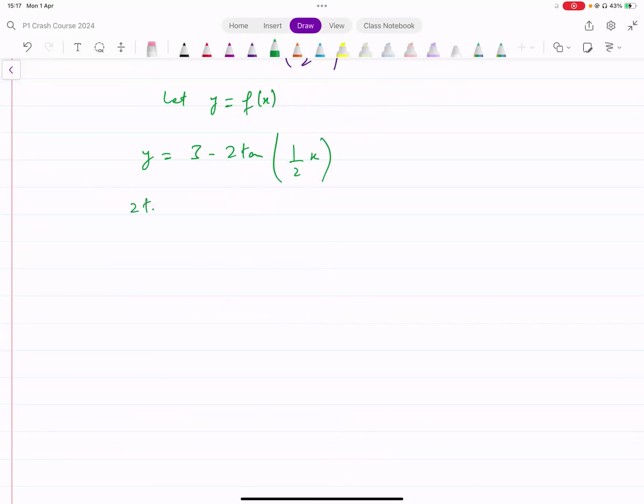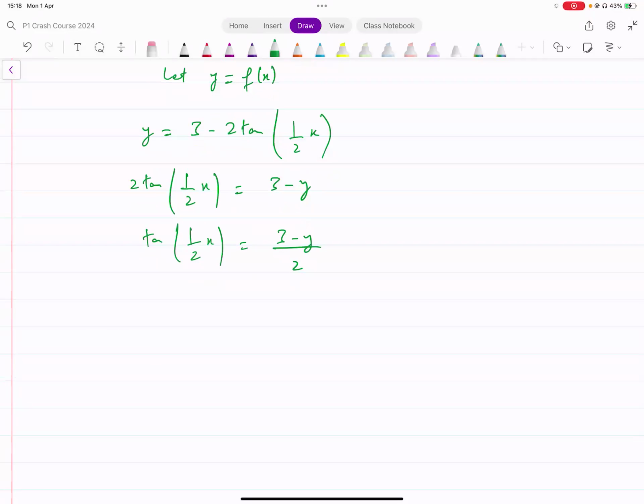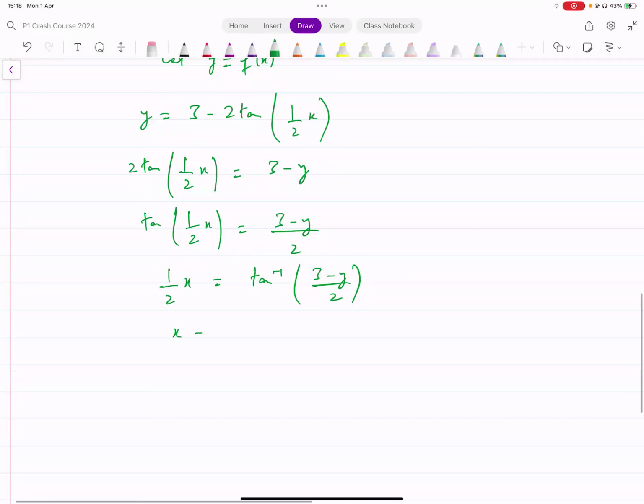You can take the tan term to the other side. That gives you 2 tan of half x equals 3 minus y. Divide 2 on the other side. Tan half x equals 3 minus y divided by 2. Now you need to take tan inverse, right? That gives you half x equals tan inverse of 3 minus y over 2. When you multiply 2 on the other side, it becomes 2 tan inverse of 3 minus y divided by 2.